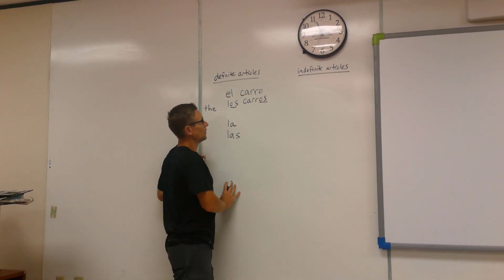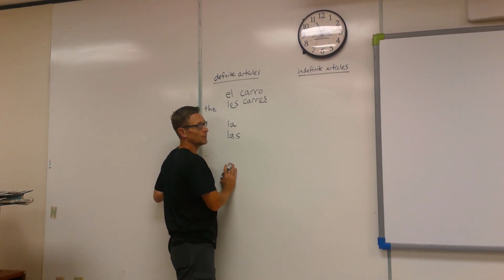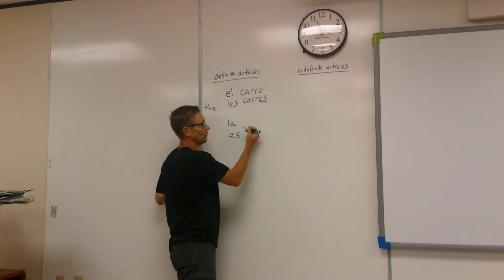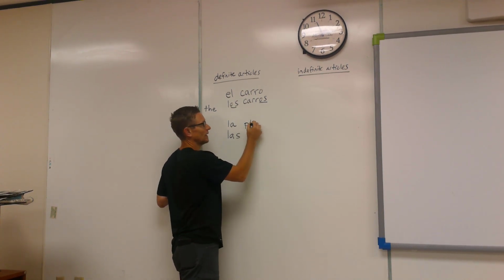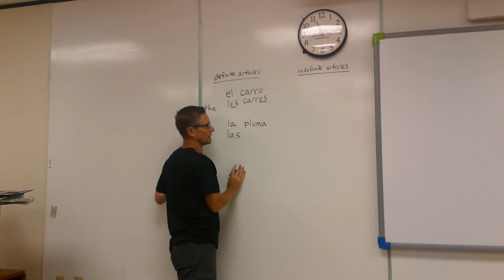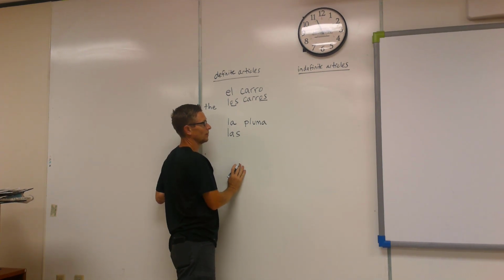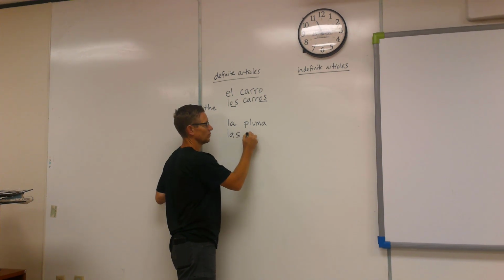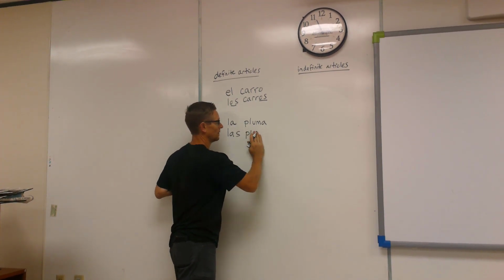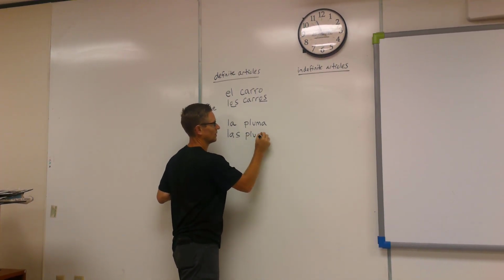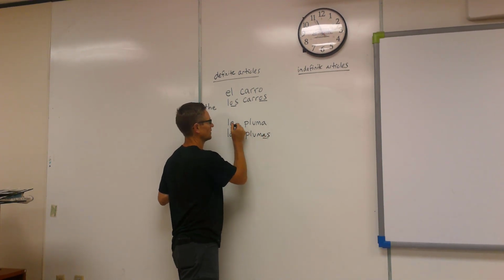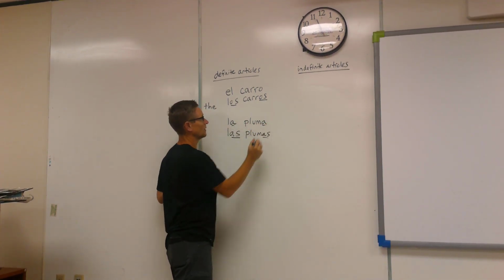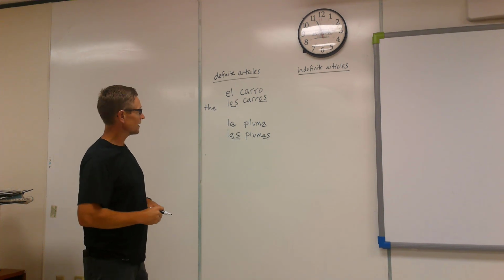If you're talking about a feminine thing, like a pen, a pluma, and you have one pluma, and you're talking about the pen, it's going to look like that. "La pluma." But if you have pens, you cannot say "la plumas." You have to say "las plumas." Notice these things are all lined out here. So that's how you say "the."